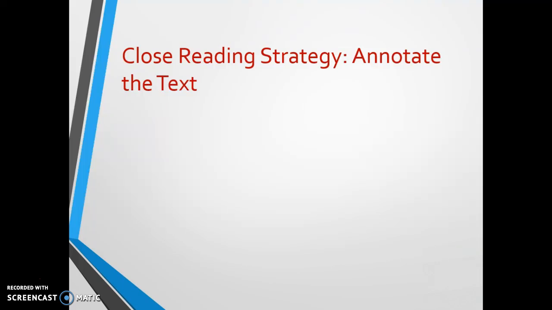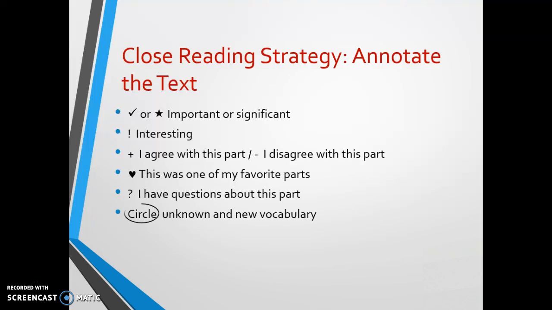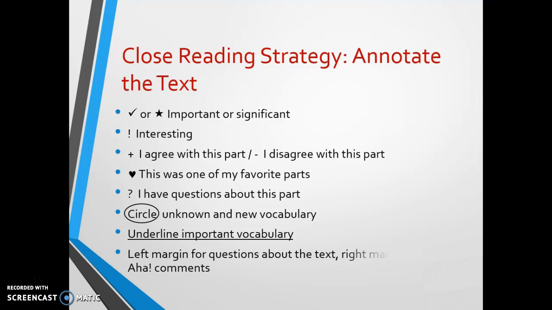One strategy for close reading is to teach students how to annotate the text, giving them a set of symbols to use for things that are important, things that are interesting, parts that they agree or disagree with, maybe a heart for a favorite part, a question mark, of course, for the things they don't understand, circling unknown or new vocabulary, maybe underlining or highlighting important vocabulary, and then using one of the margins where they can write questions about the text, and the opposite margin can be for their comments and aha moments. However you teach your students to annotate, be consistent.